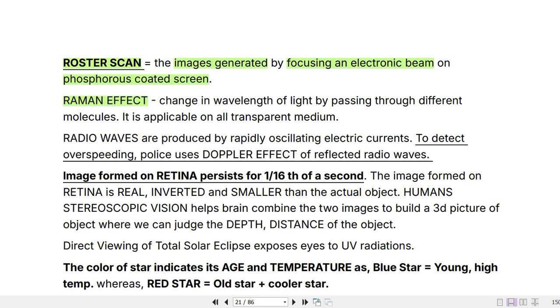Then Raman effect, that is a change in wavelength of light by passing through different molecules. It is applicable on all transparent medium. I told you above that frequency does not change. It is the wavelength that changes if light moves in different mediums with different densities. So because of the wavelength change, what other changes happen, that Raman explained. So that is called the Raman effect.